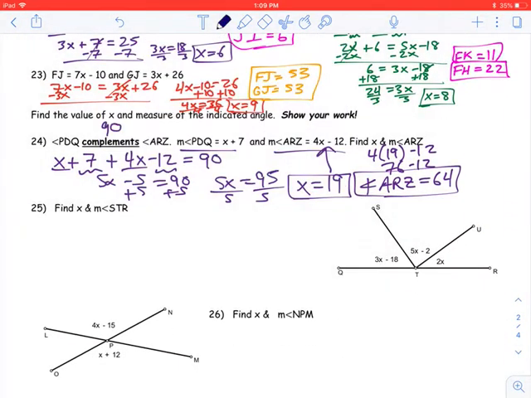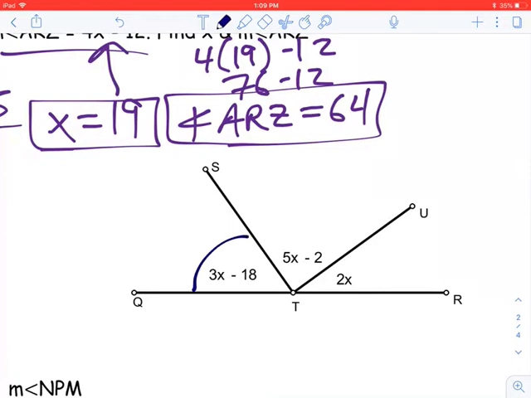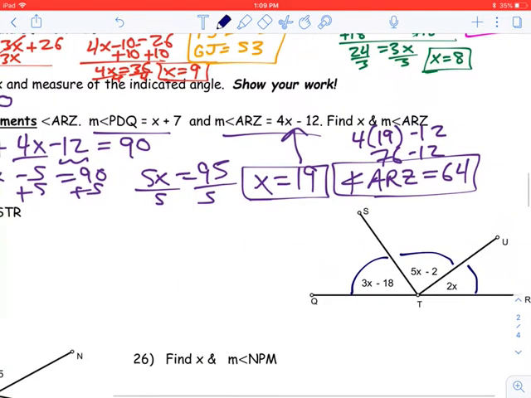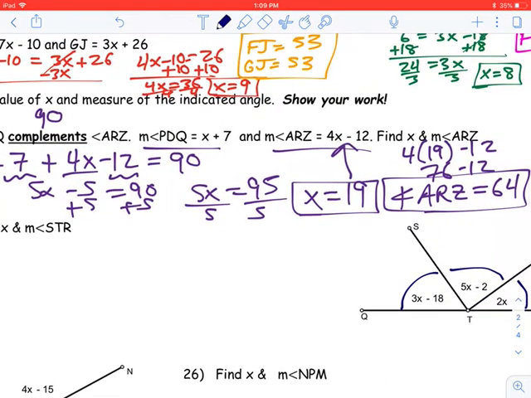Okay, so last two, measure of STR. To find x in this picture, look at what we have. 3 different angles, but they make a half circle or they make a straight line. So if that's the case, I can add them all up to equal 180. So I've got 3x minus 18 plus 5x minus 2 plus 2x equals 180, since it's a straight line.